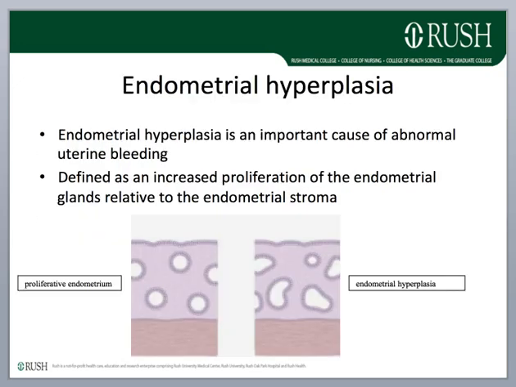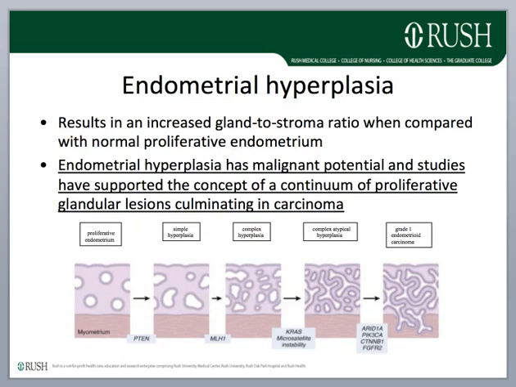Endometrial hyperplasia is another structural cause of abnormal uterine bleeding and is a bridge to neoplastic proliferations. Endometrial hyperplasia is defined simply as an increased proliferation of endometrial glands relative to the endometrial stroma. It results in an increased gland-to-stroma ratio when compared with normal proliferative endometrium.